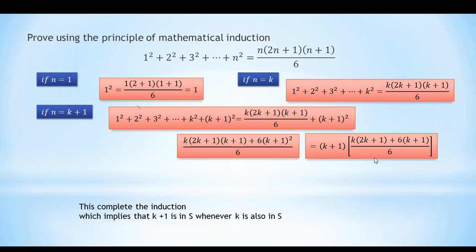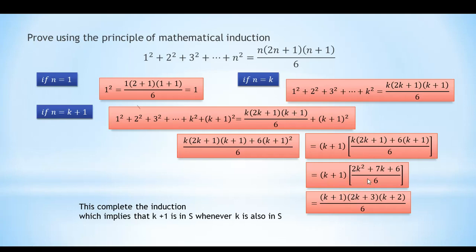And by simplifying, we will have, so k multiplied by 2k is 2k squared, k multiplied by 1 is k, 6 multiplied by k is 6k, so 6k plus 1k is 7k, and then 6 multiplied by 1 is 6, over the same denominator 6.